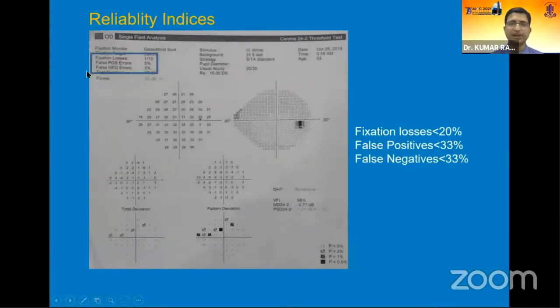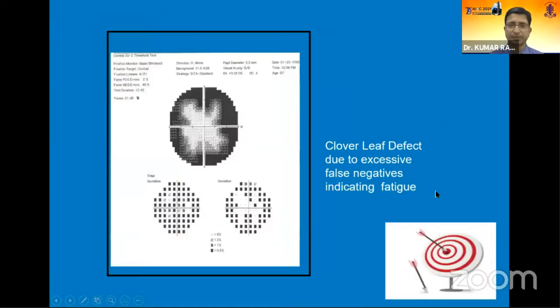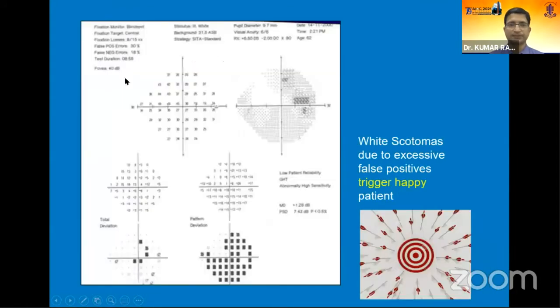Now, here we have reliability indices, and these are the criteria. Below these values, it can be considered an acceptable report. Some of the interesting features that we see: some patients, initially they are alert, and the points which are analyzed initially, like the four cardinal points, the patient has seen those points and given correct values, but after that he lost interest. In these cases, we typically get a cloverleaf pattern, and these typically have high false negative errors. Just the reverse of that, if the patient is trigger happy, then we get a high amount of false positive errors, and the report may show white scotomas.